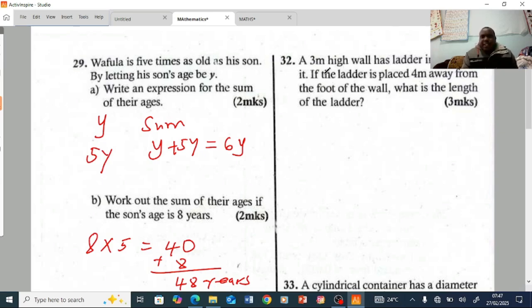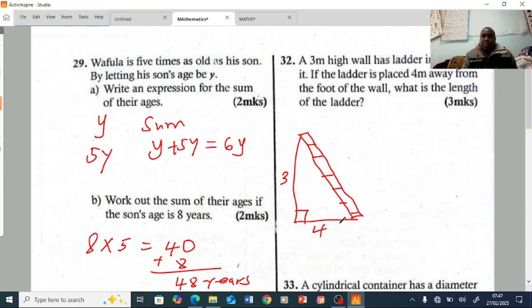A 3 meter high wall has a ladder inclined on it. If the ladder is placed 4 meters away from the foot, what is the length of the ladder? So if this is the wall and this is the ladder, this is 3 meters, and the distance away is 4.